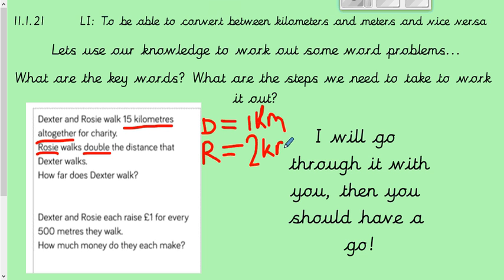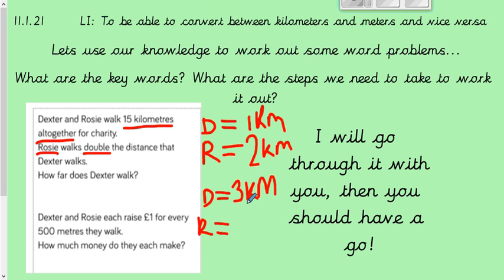Now remember at the beginning it said that they walked 15 kilometres together. So if we add those up, 1 and 2, that's 3. So that's nowhere near 15. So it's got to be numbers bigger than 1 and 2. So let's try Dexter with 3 then maybe. So if Dexter walked 3 kilometres, have a think about how far that meant Rosie walked, while I take my time with writing it out.